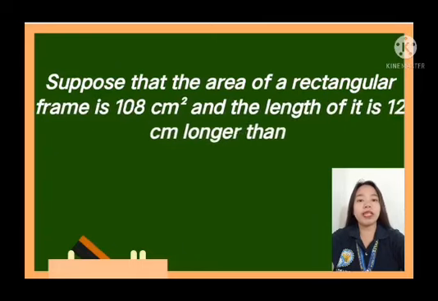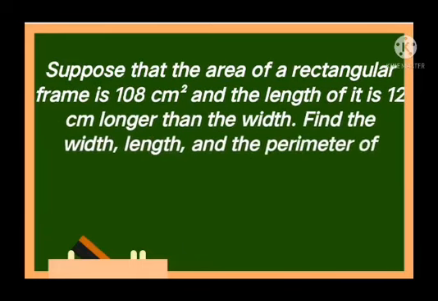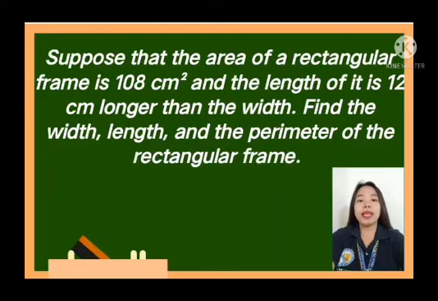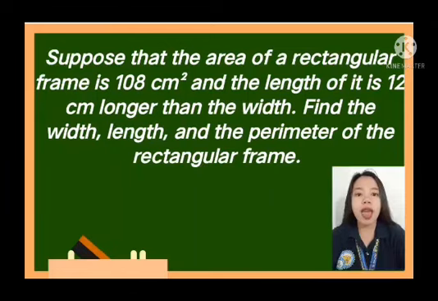Suppose that the area of a rectangular frame is 180 square centimeters and the length of it is 12 centimeters longer than the width. Find the width, length, and the perimeter of the rectangular frame. Following the Q-tips, let's solve this problem.